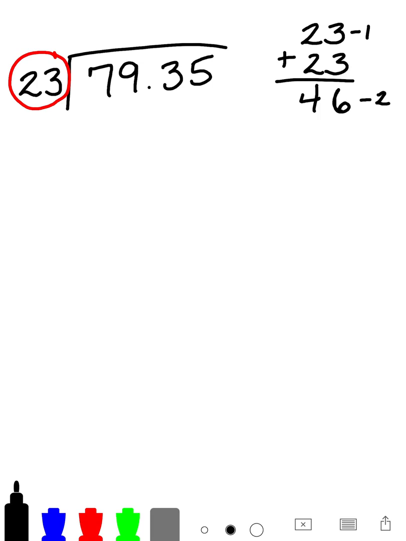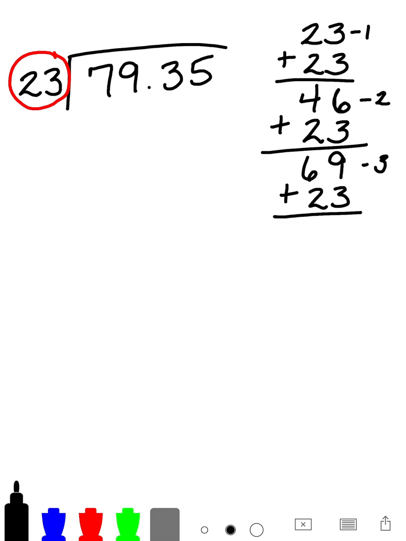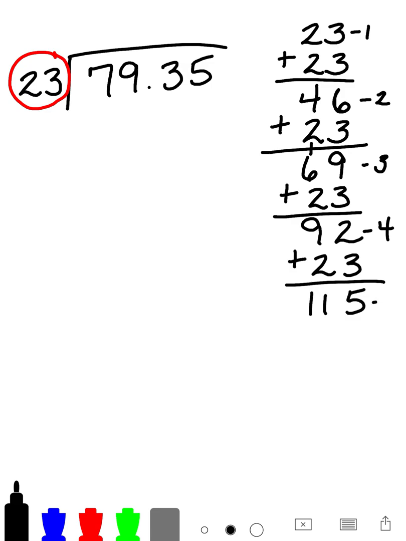All right, let's add 23 again. 6 plus 3 is 9. 4 plus 2 is 6. So I know that 23 multiplied by 3 is 69. Add 23. 9 plus 3 is 12. Carry the 1. 6, 7, 8, 9. So I know 23 times 4 is 92. Sorry, I was tripping up on my words there. We're going to do it one more time. 23. So we have 5. So we know that 23 times 5 is 115.